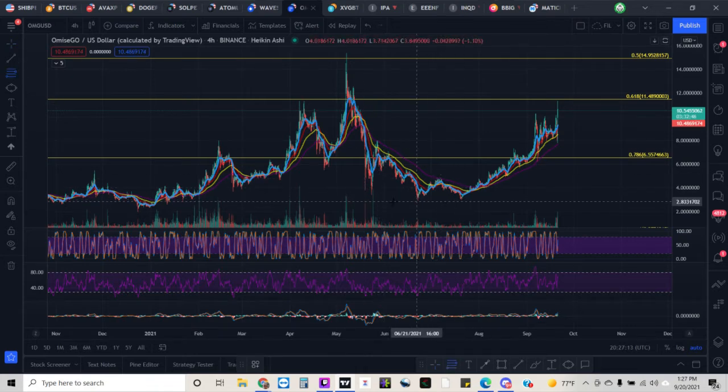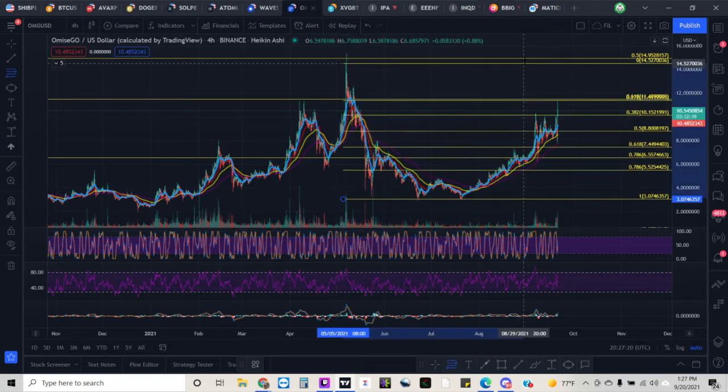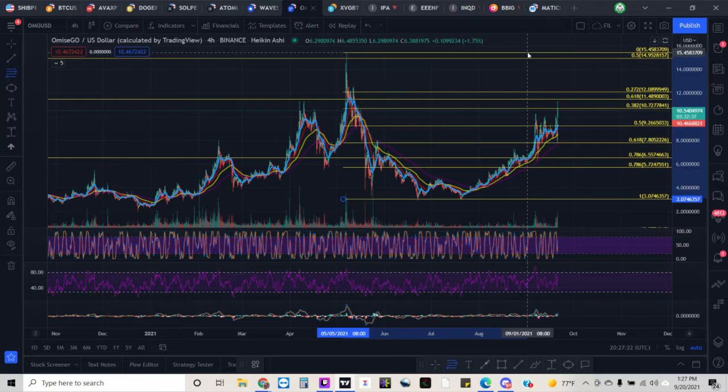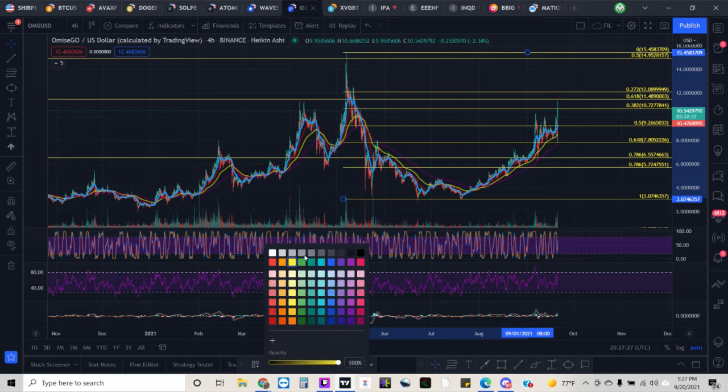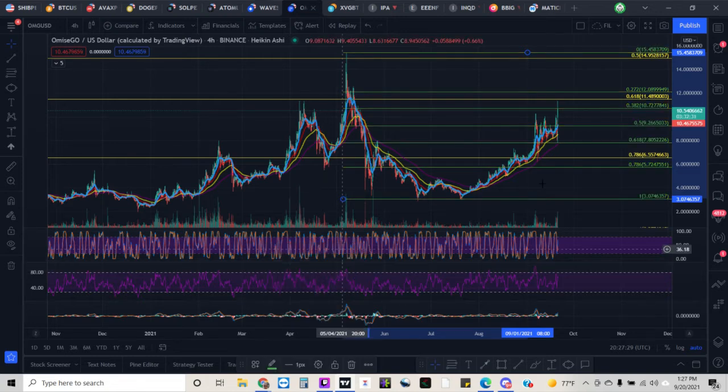So we can start with the swing low and go up to the swing high, which is pretty much identical. Well, not identical. It's actually different. What I do is I change the color. I like to use green for the 4 hour chart.